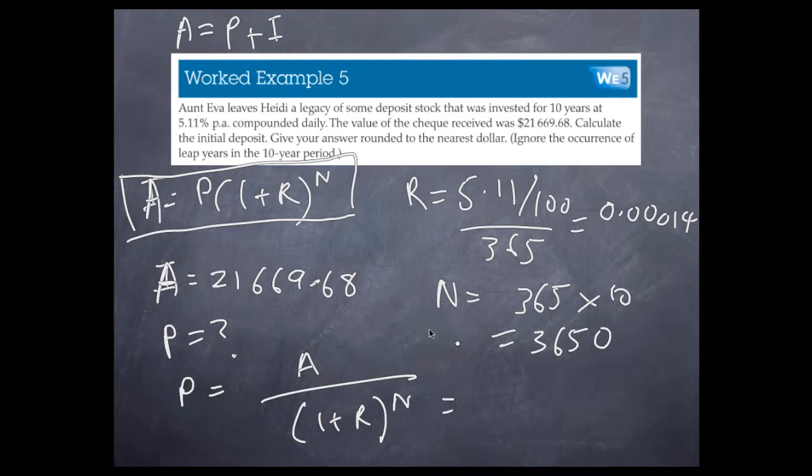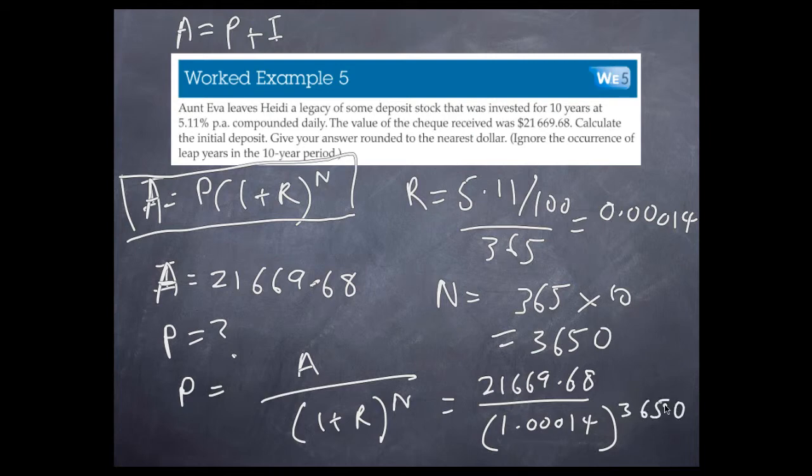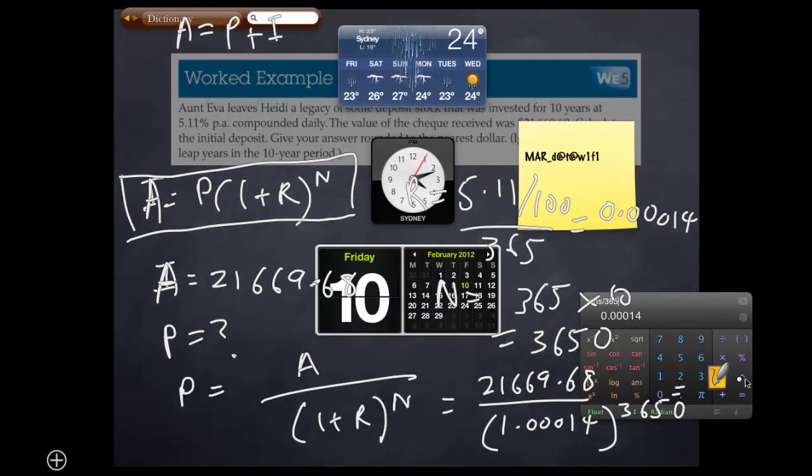So we have the amount, 21,669.68, divided by 1 plus r, the rate, so it's 1.00014 to the power of 3650. And inputting that value into our calculator, let's see what we get, shall we?